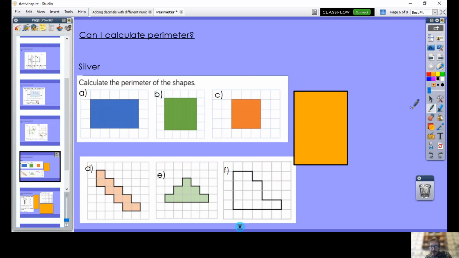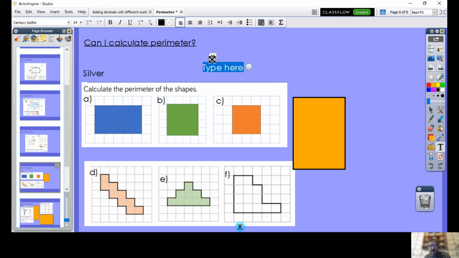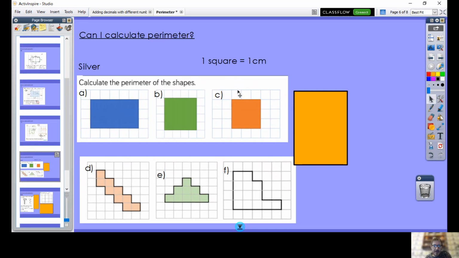Okay, that's it. So time for you to have a go. There's 6 shapes here. If you can try and calculate the perimeter of each shape, and what we'll say is that 1 square equals 1 centimeter. So we're saying each one of these squares for all of these shapes, 1 square is 1 centimeter. So pause the video and have a go.